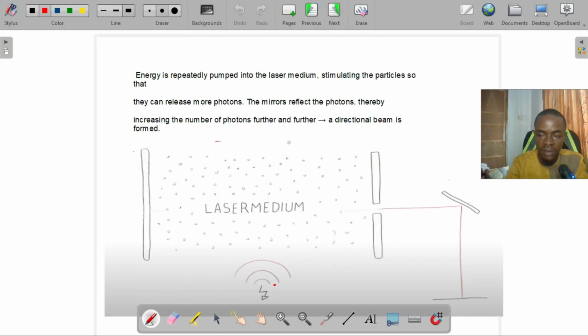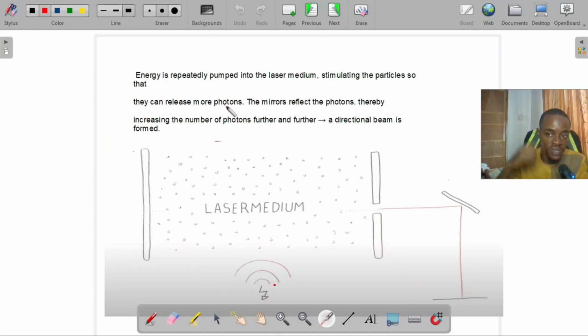Now once these photons are increasing, the energy is repeated. The energy is repeatedly pumped into the laser medium. As energy is repeatedly pumped into the laser medium, that is the source of it, where you actually turn on the laser, that means by not moving your hand from it. Okay, so the energy you are using to pump into those particles, remember inside the particles you have the laser medium there. Are you with me? Now it stimulates the particles so that they can release more photons.